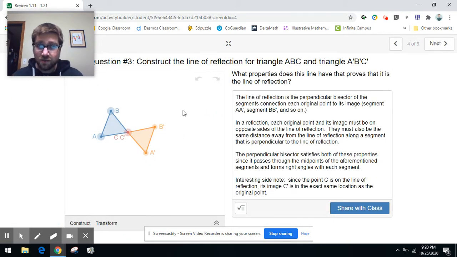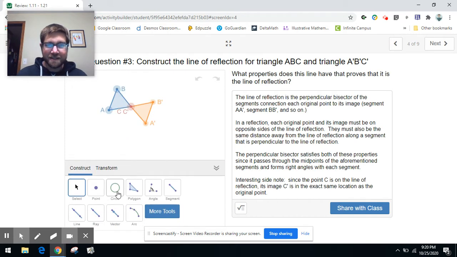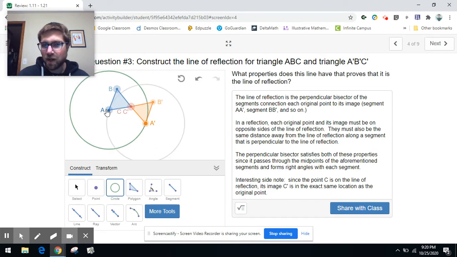Question 3, construct the line of reflection. Well, why not? To get the line of reflection, it is the perpendicular bisector between some point and its image. So for example, I make a circle from A to A prime and from A prime back to A, and then I pass a line through the middle of those two intersections, and that's the line of reflection. Feels good.